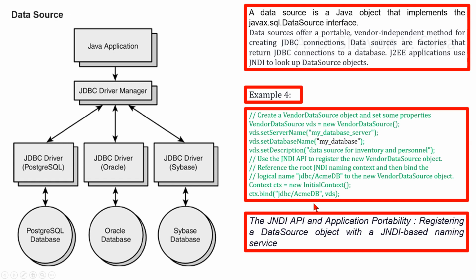Here you can see this example illustrates the use of a JNDI-based naming service to deploy a new vendor data source object. Here, registering the data source object with the JNDI-based naming service. Note that Java EE components use a special convention for naming their data sources. Here we create a vendor data source object and set some properties.